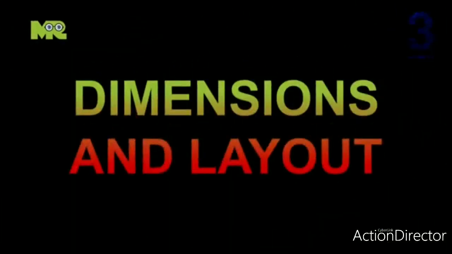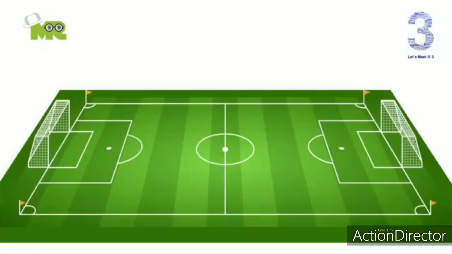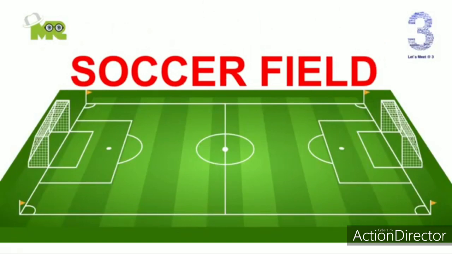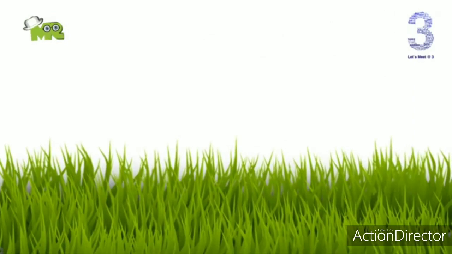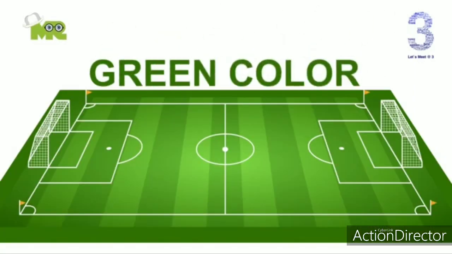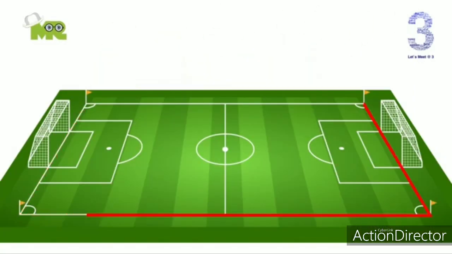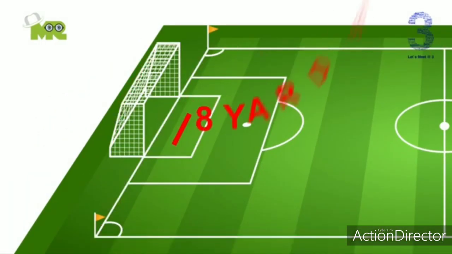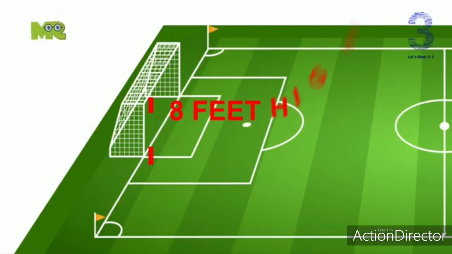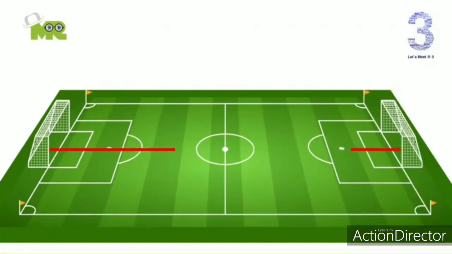Now let's see the soccer field dimensions and layout. A football field is also known as a soccer field or football pitch. Soccer can be played on either grass or artificial turf, but the surface must be green in color. The game is played on a rectangular field with a goal post at each end. The goal is 8 yards wide and 8 feet high and is placed at the center of the goal line.